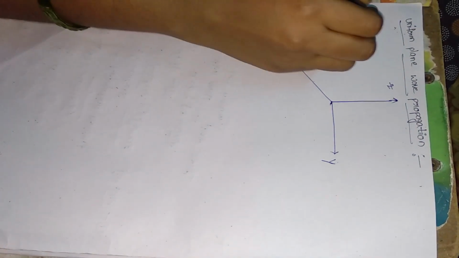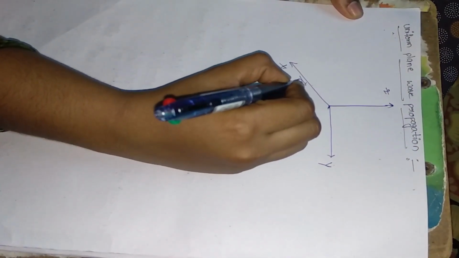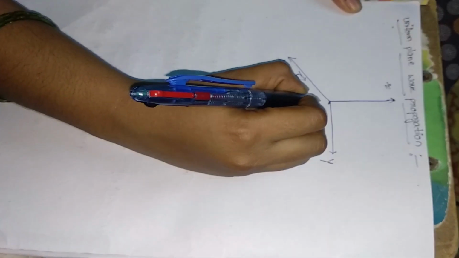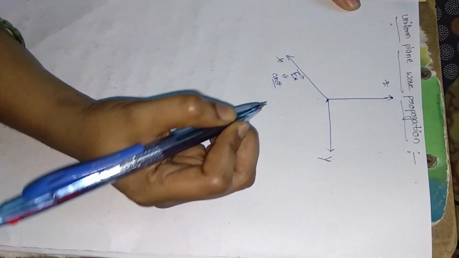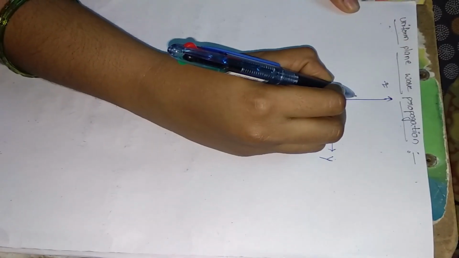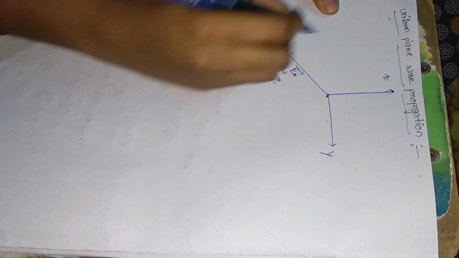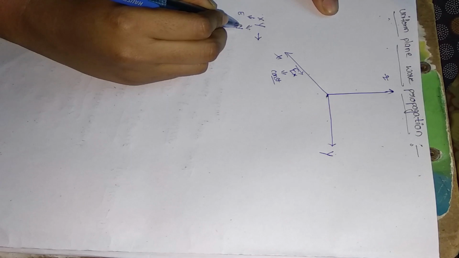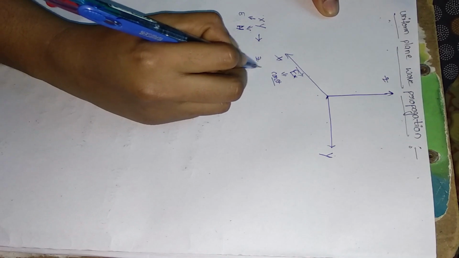Uniform plane wave propagation means the electric field and magnetic field components are constant, are uniform in a plane. For example, I am taking the electric field along the x-axis, which is a constant. Similarly, I can take the magnetic field also constant, either on the y-axis or on the z-axis. So if you take the xy plane as the uniform plane, along the x-axis it is the electric field, along the y-axis it is the magnetic field, both are constant, then the wave propagates along the z direction.